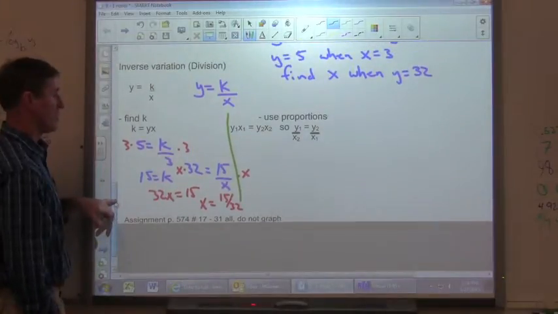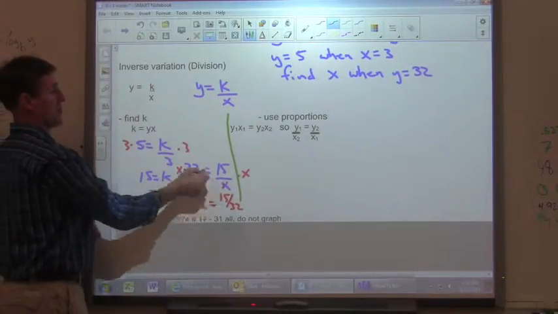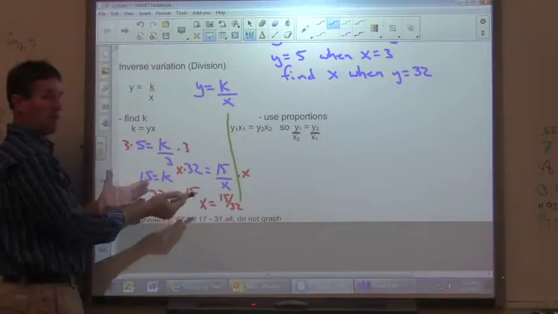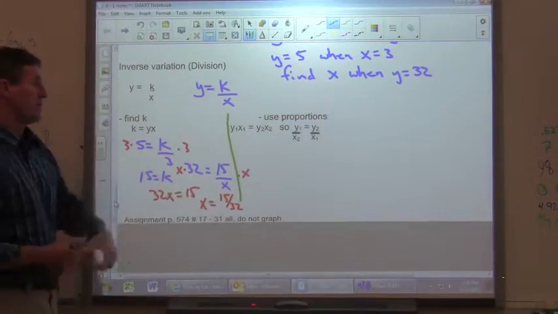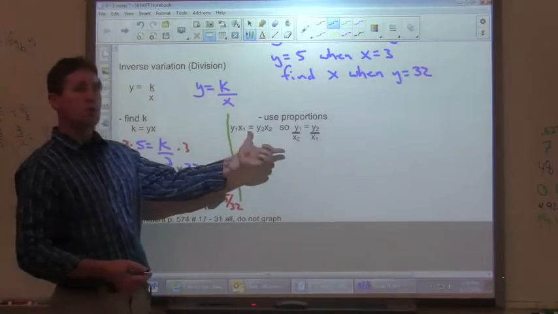Now, you can also think of this as a proportion. We can just switch these. It's the same thing. We do it in one step. You can just move the x there and the 32 to the bottom and get 15/32. You can still use proportions.